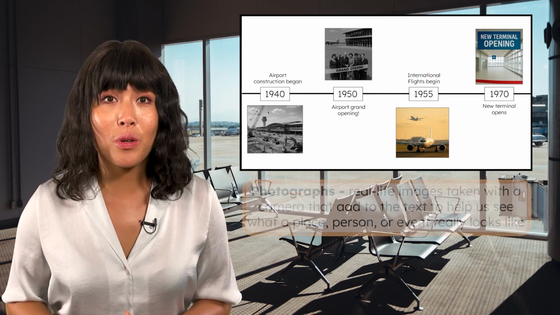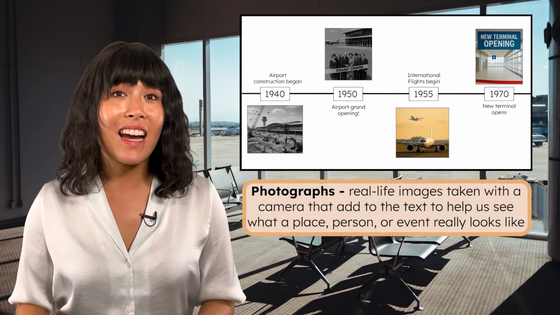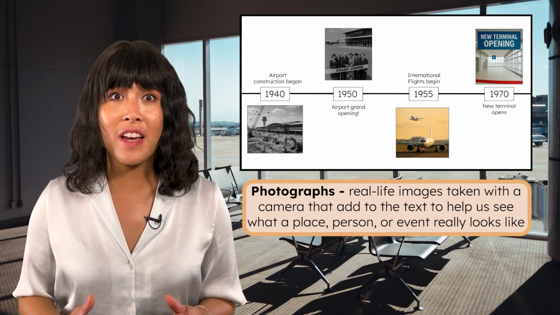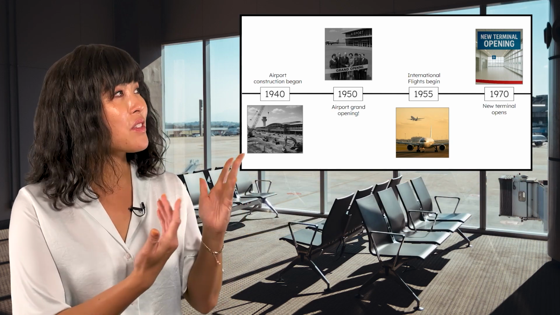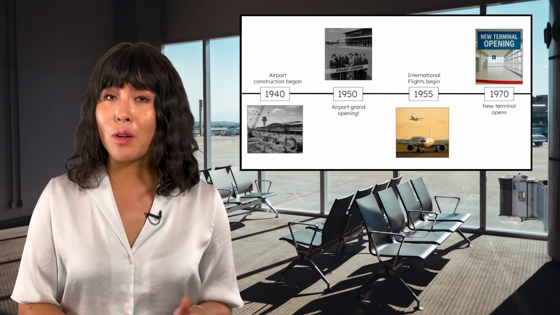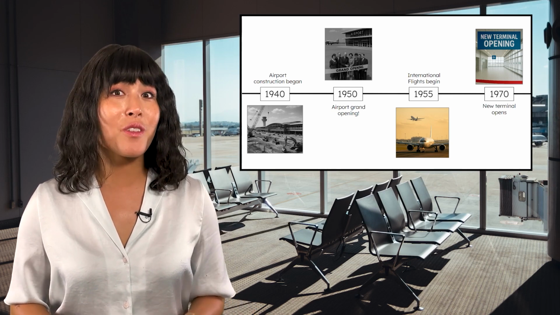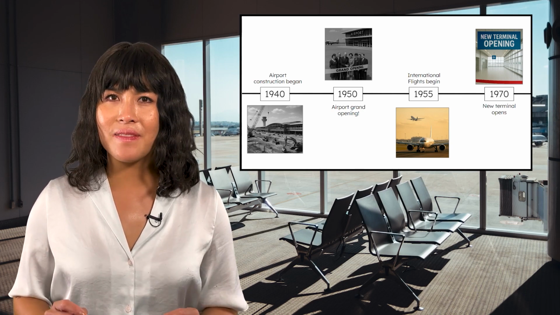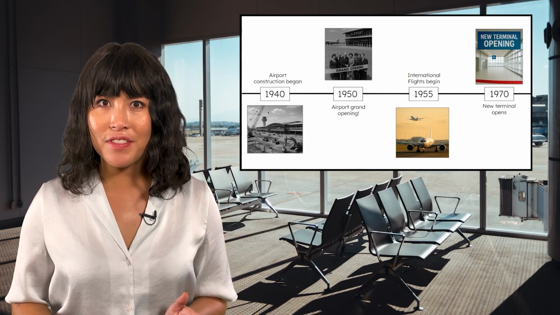We've learned that photographs are real-life images taken with a camera. They add to the text to help us see what a place, person, or event really looks like. This timeline starts in the year 1940. I wonder if that's when the airport opened. There's a black and white photo of the airport under construction, so I guess it wasn't open just yet. Oh, here we go. It officially opened in 1950.